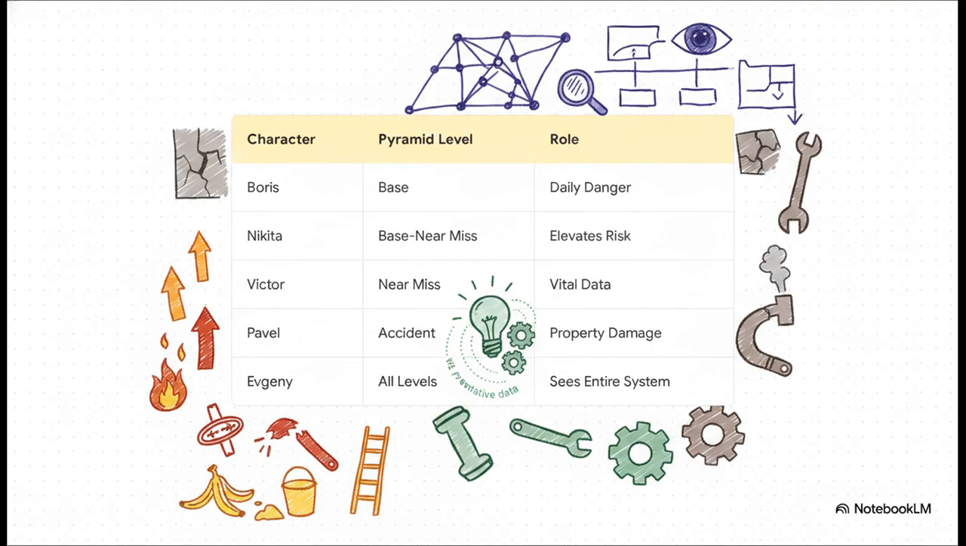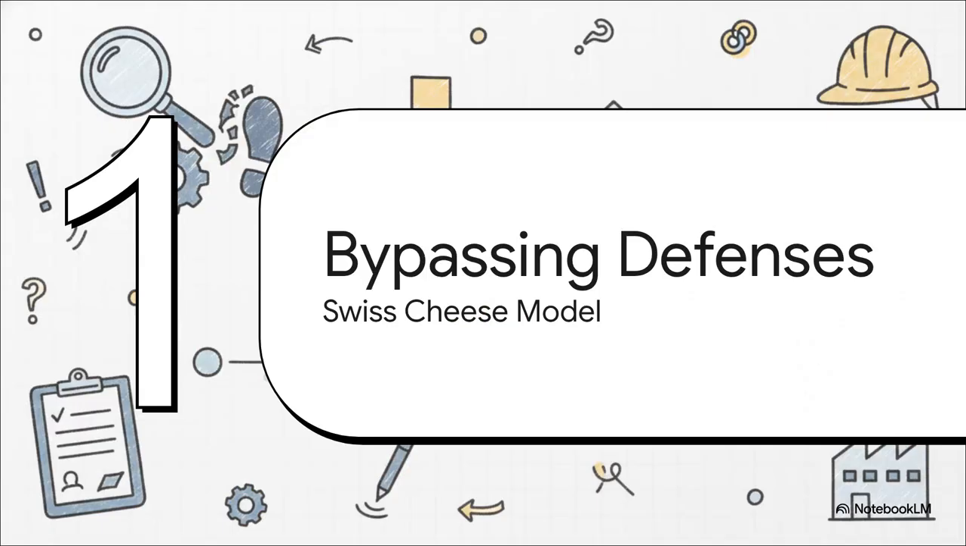Let's put some faces to this data with a quick narrative using our safety comics characters. Down at the base, you've got careless Boris creating hazards left and right. Moving up, violator Nikita dials up that risk. But look at lucky Victor right there at the near-miss level. Believe it or not, Victor is your most valuable asset. Since he survived without a scratch, his near-miss gives you a completely free lesson on exactly where your system is failing. Zero tragedy involved.